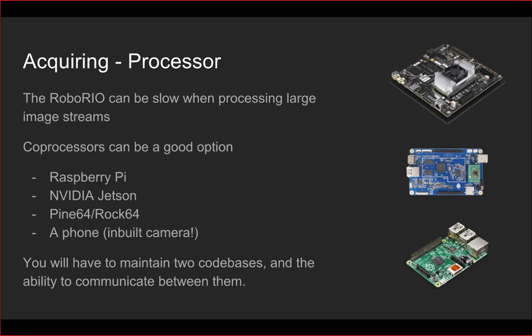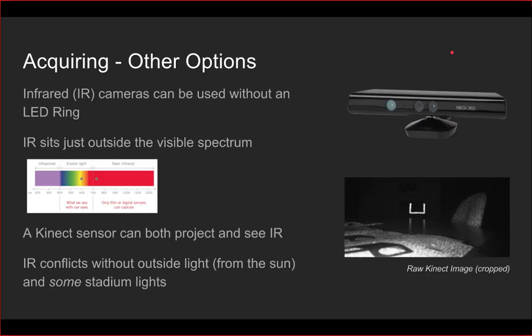One caveat of using a coprocessor is that you're going to have to maintain two code bases, one which runs on your main robot and one which runs on the coprocessor. This is typically good if you have a large programming team of more than a couple of people, but you also have to maintain that ability to communicate between them, which is something I'll get to later. Okay, I hope we're all good on the acquisition stage so far.